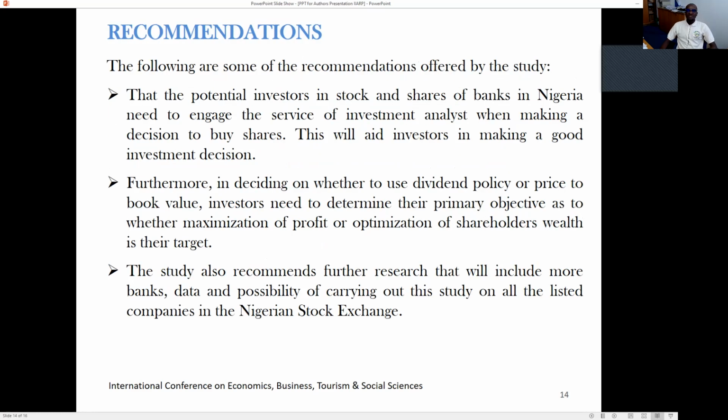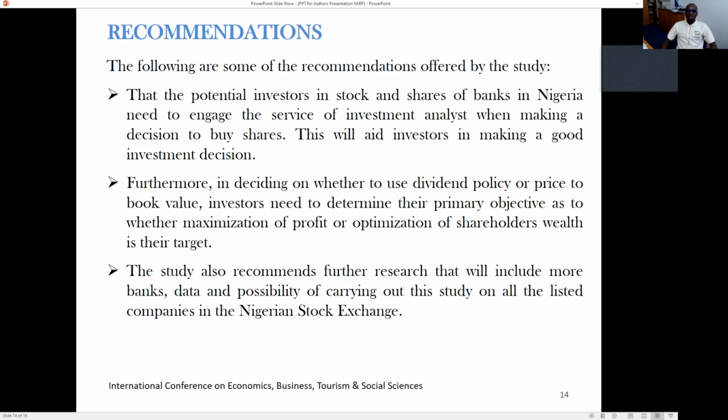Recommendations. The following are some of the recommendations offered by the study. Number 1, potential investors in stocks and shares of banks in Nigeria need to engage the service of investment analysts when making a decision to buy shares. This will aid investors in making good investment decisions. Furthermore, in deciding on whether to use dividend policy or price to book value, investors need to determine their primary objective, as to whether maximization of profit or optimization of shareholders' wealth is their target or not.